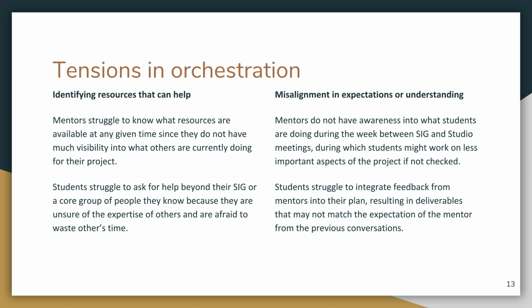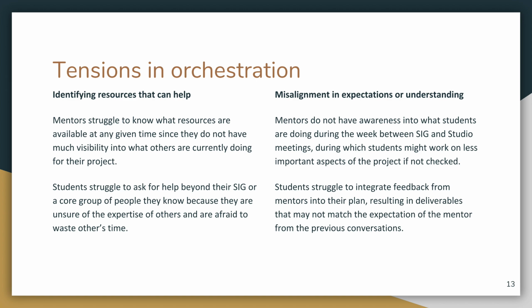On the other hand, students struggle to ask for help beyond their SIG or a core group of people that they know or are friends with, because they're unsure of the expertise of others and are also afraid to waste others' time because they know that everyone is busy. This is especially common with older DTR students who are unsure about what new students offer and what new students could help them with. And so their fallback help-seeking strategy is to just go to some of the more senior students that they know very well instead of trying to reach out to others.